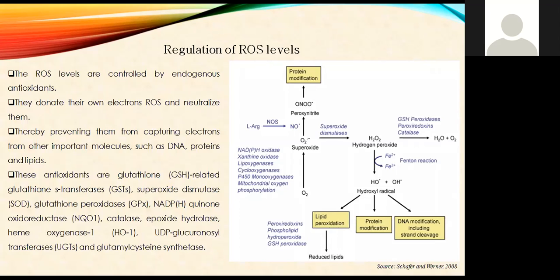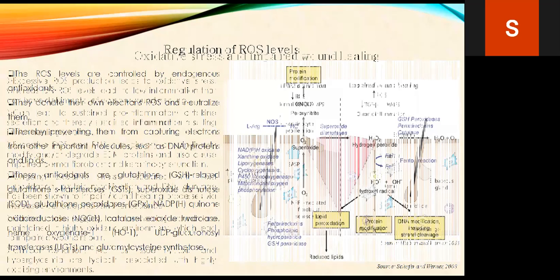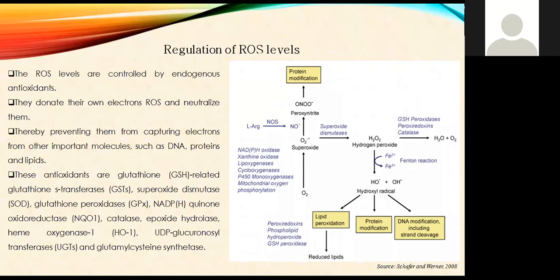They donate their own electrons to the ROS and neutralize them. Like oxygen gets converted to superoxide, which in the presence of superoxide dismutase is converted to hydrogen peroxide, which in turn, in the presence of catalase, is converted to normal water and molecular oxygen, and by Fenton's reaction is converted to hydroxyl radical. And the hydroxyl radical has the ability to damage macromolecules like lipid, protein, and DNA, causing their structural and functional modifications.